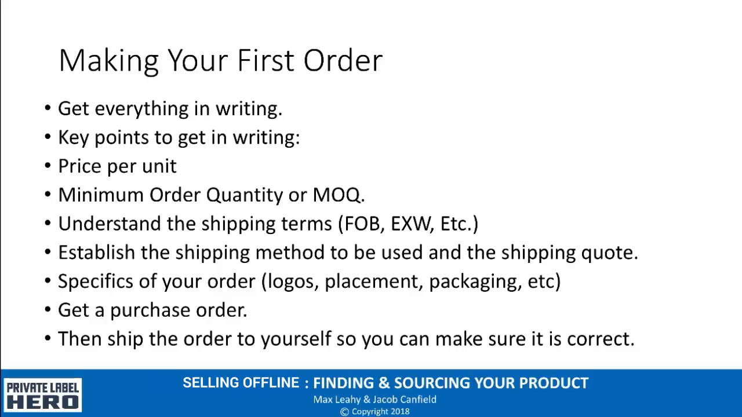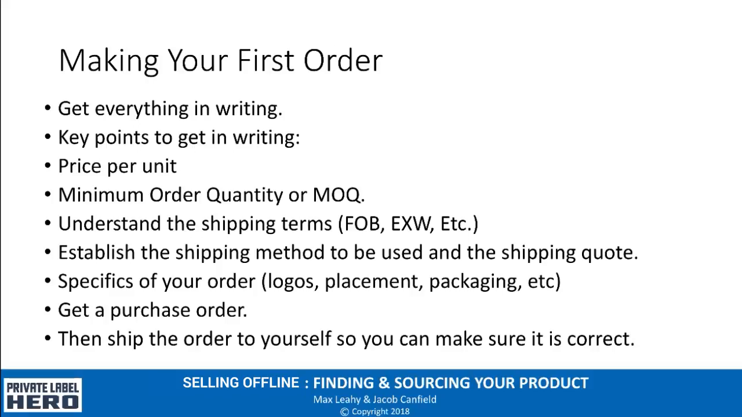Price per unit. Minimum order quantity. Understand the shipping terms. Establish the shipping method to be used and the shipping quote. Specifics of your order: logos, placement, packaging, etc. Then get a purchase order. All your pricing per unit, your total price, where their closest port is, that should all be in your purchase order.